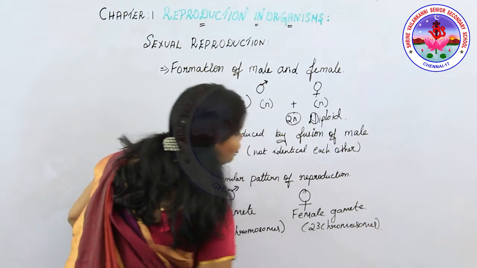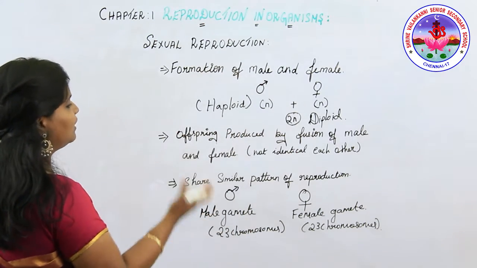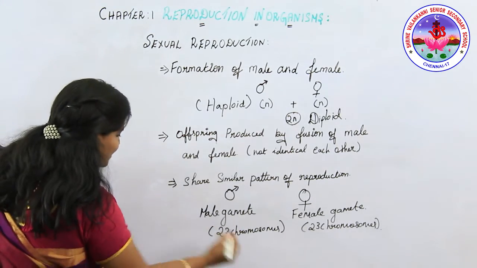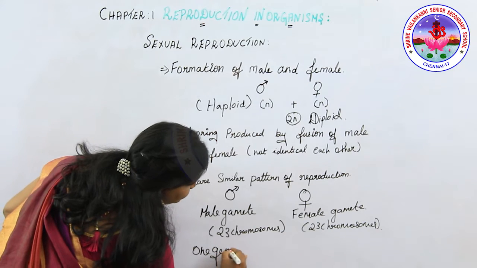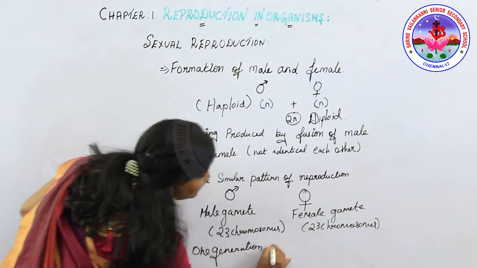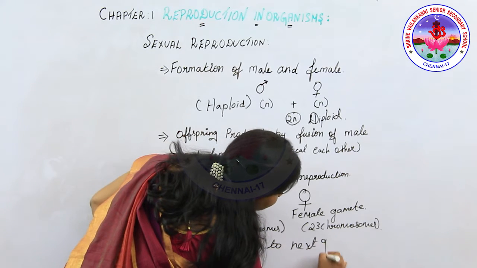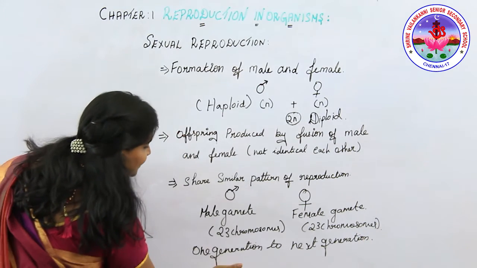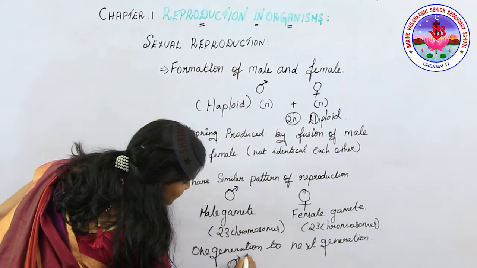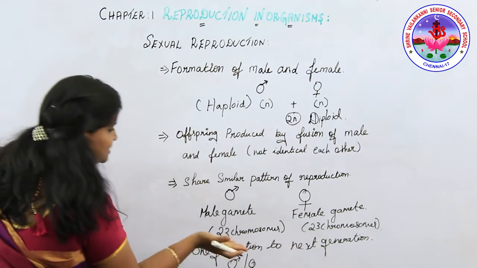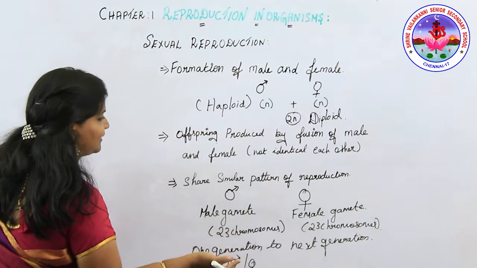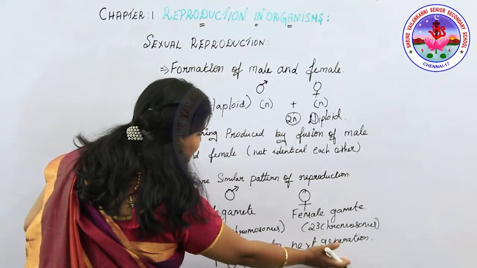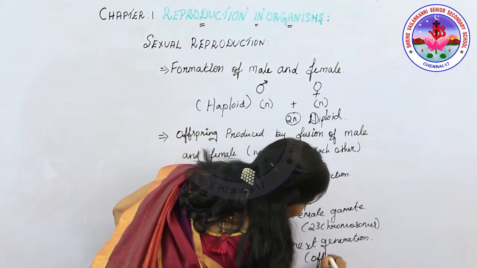Chromosomes play a major role in heredity because they transfer the genetic material from one generation to the next generation. Not only the parent characteristics, that is the male parent as well as the female parent characteristic features, the genotypic character and the phenotypic character, that is the morphological and genetic character, will be shared to the next generation. That is called the offspring.